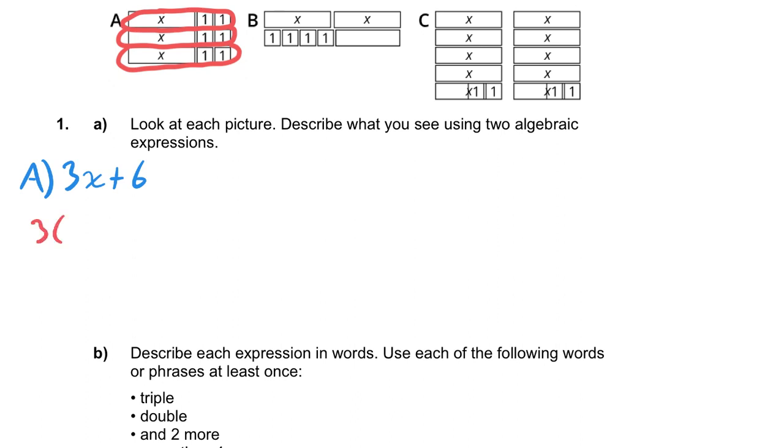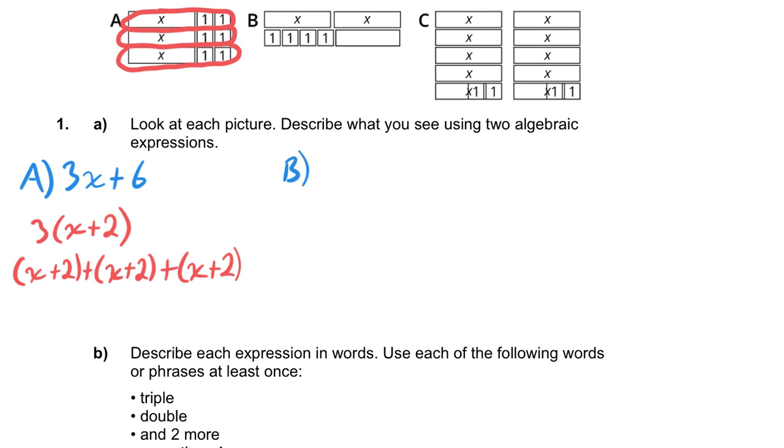3, and then in brackets, that shows that this is a group. There's 3 groups of x plus 2. And if we remember that multiplication is just repeated addition, you could also write it like this: x plus 2 plus another group of x plus 2 plus one last group of x plus 2. When we go look at B, it looks a little bit different.